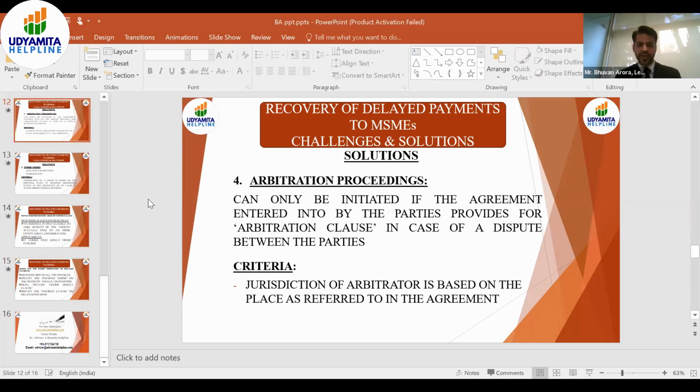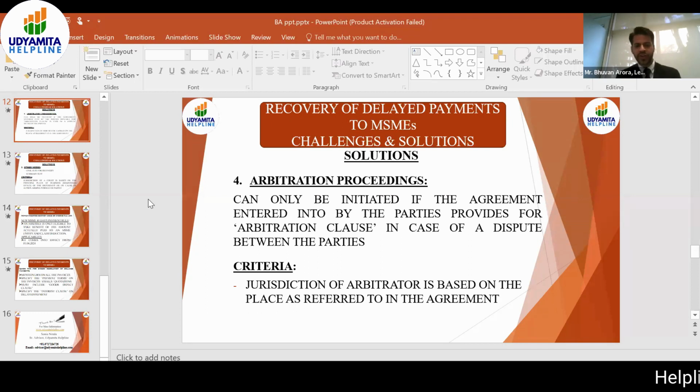Criteria is also written in the agreement, wherein that arbitration clause is written. Usually, the jurisdiction of the arbitrator is based on the place referred to in the agreement. So if both the parties are from the same state, the arbitrator is appointed and the arbitration will happen in the same state. They may decide that if I am from the south and you are from the north, then it depends. Maybe I'll come to the south or you will come down to the north. So it depends, and it is always written. It is not an oral acceptance. It is always written.